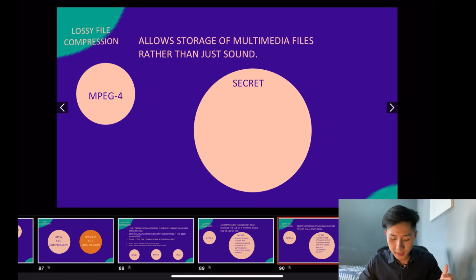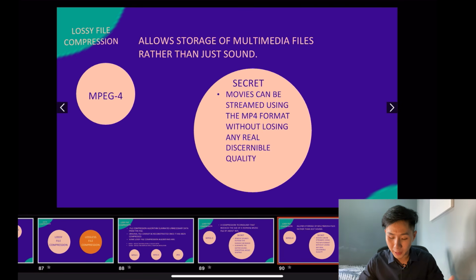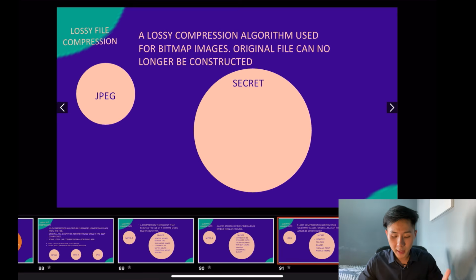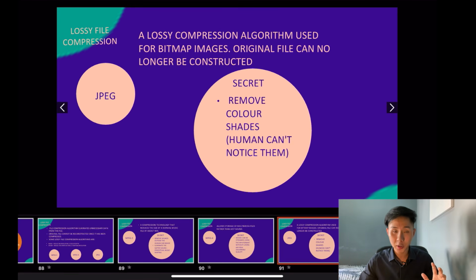So that's MP3. MP4 allows storage of multimedia files rather than just sound. And the secret of how you compress the file is that it removes certain pixels in the video, without us noticing what is the difference. That's for video, and JPEG is for the image. It will reduce color shades that we cannot notice.